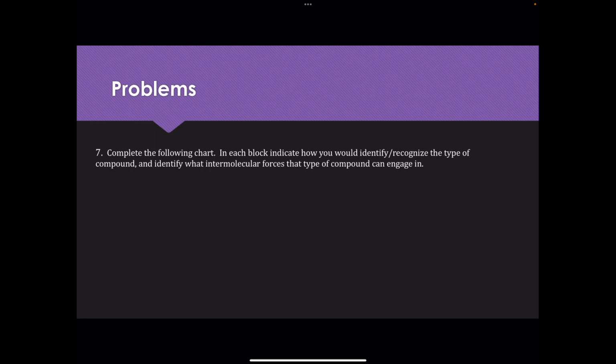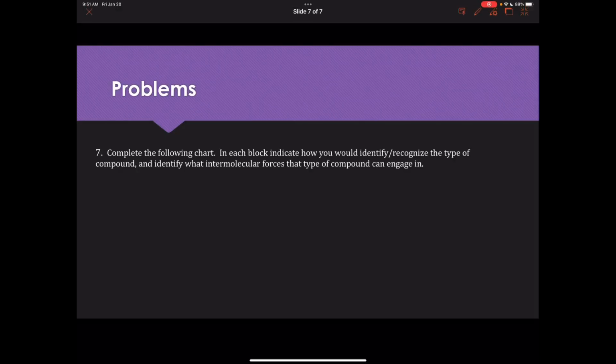So, in our worksheet, we have a chart that we are asked to complete. Completing this chart will help us identify our bond types, polar versus nonpolar, as well as what types of intermolecular forces we have. So, we start with whatever our compound is. And we need to know if that compound is ionic or if it is molecular.